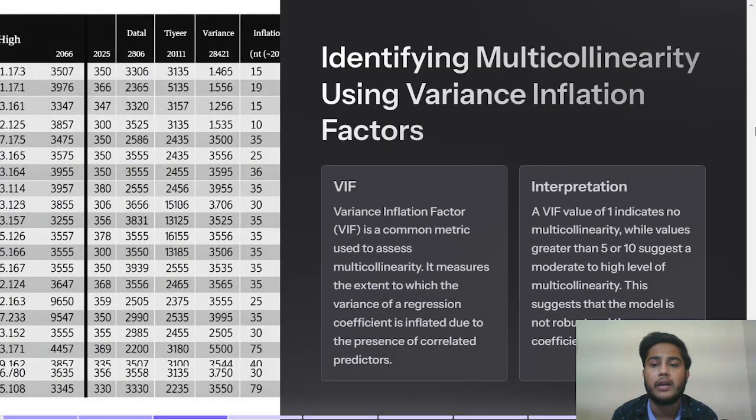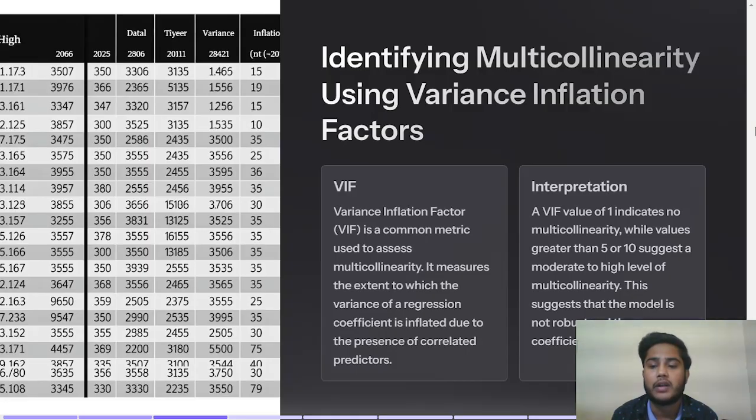Identifying multicollinearity using variance inflation factors. What is variance inflation factor? It is a common metric used to assess multicollinearity. It measures the extent to which the variance of a regression coefficient is inflated due to the presence of correlated predictors.